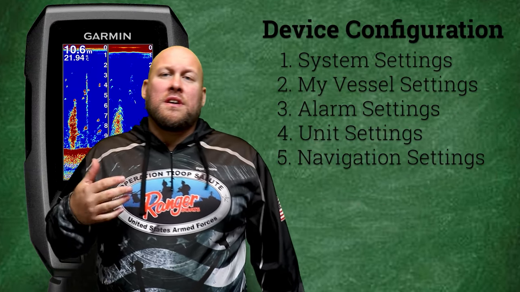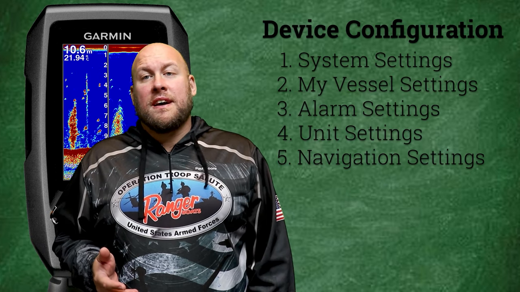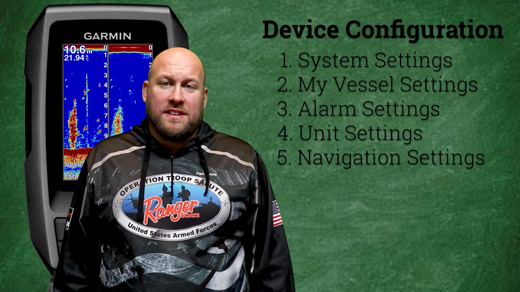In class number 2, we're going to be covering device configuration settings. Specifically, we're going to be going over system settings, my vessel settings, alarm settings, unit settings, and navigation settings. First, we'll look at the Garmin Striker system settings.